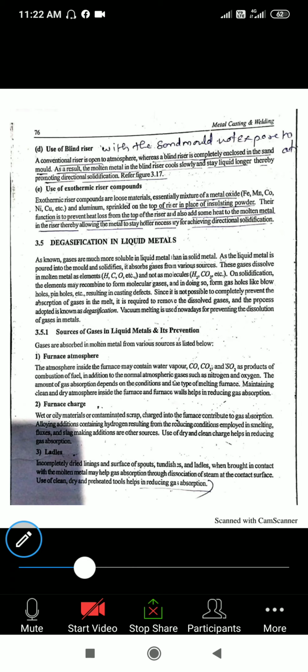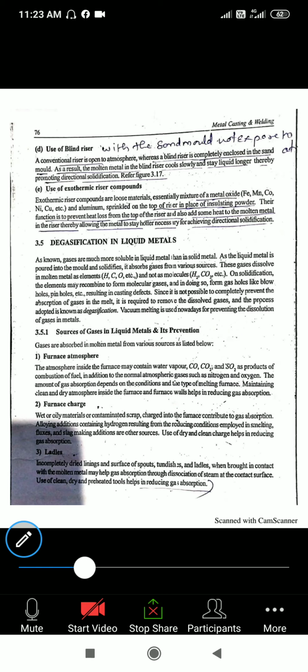What do you mean by the furnace charge? The furnace charge is nothing but the raw material you are charging the furnace with. Wet, oily materials or contaminated scrap charged into the furnace contribute to gas absorption. So see, charge means whatever metal you are going to melt in the furnace, that has to be cleaned before you add it to the furnace.